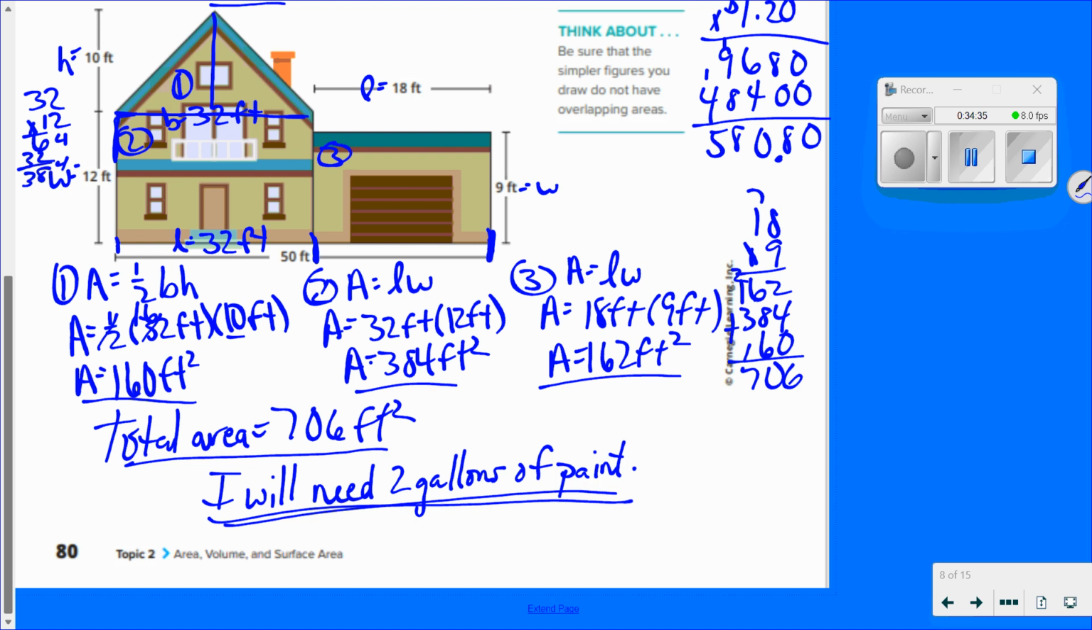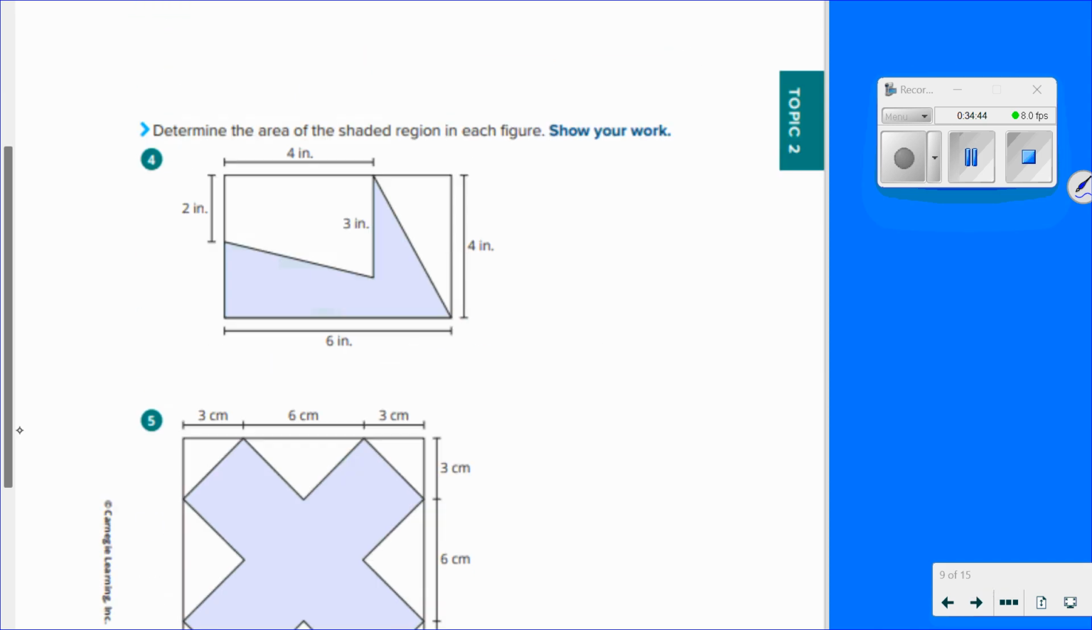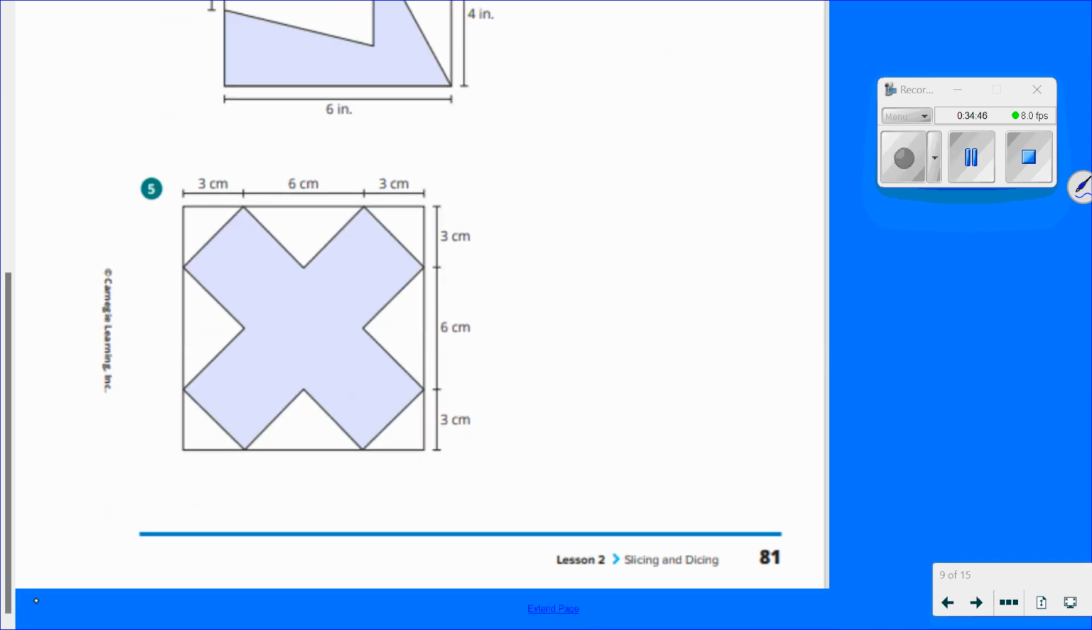Questions on those? Okay, we've only got like 3 minutes left, so I'm going to have to fly through this one. I want you to go to page 81. Guys, quit talking and listen. This is going to go fast. We're going to go on number 5.